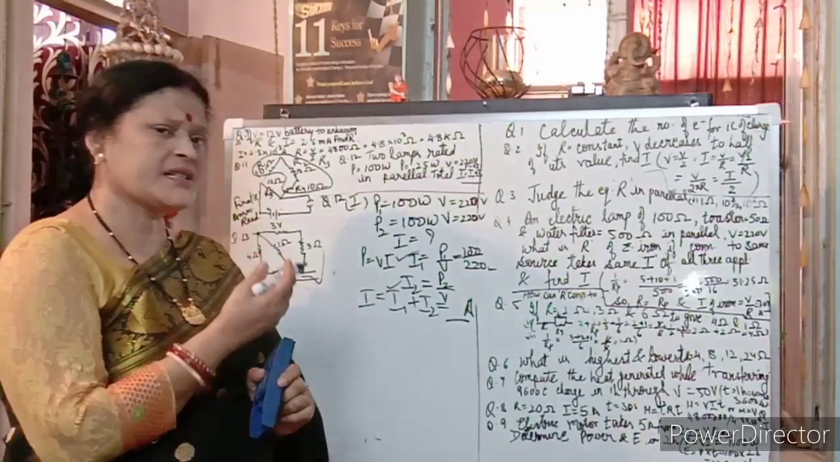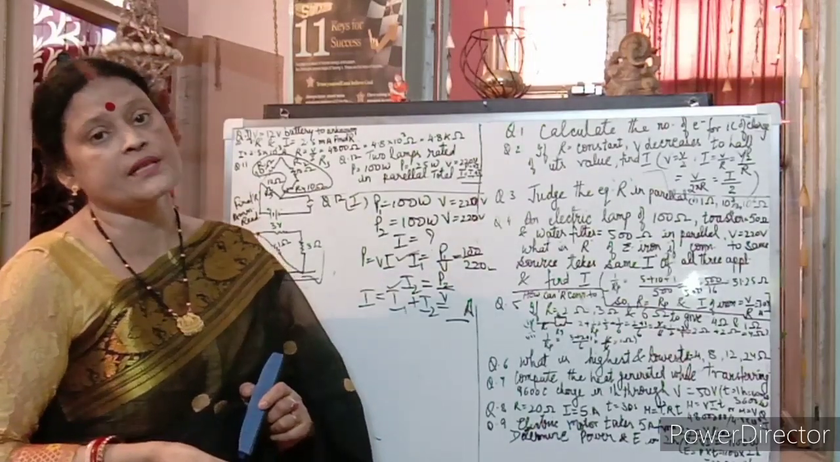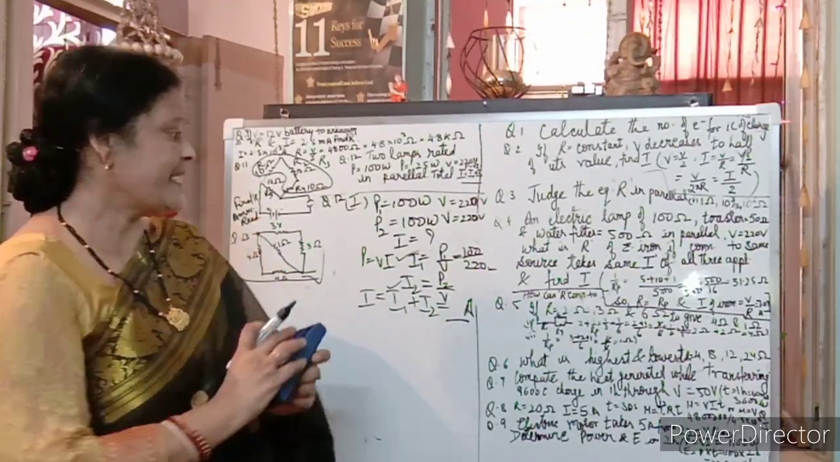Clear? So this is how, these are all from NCERT, from your book only. These are the type of questions and examples that were there in your book. Right? Next.